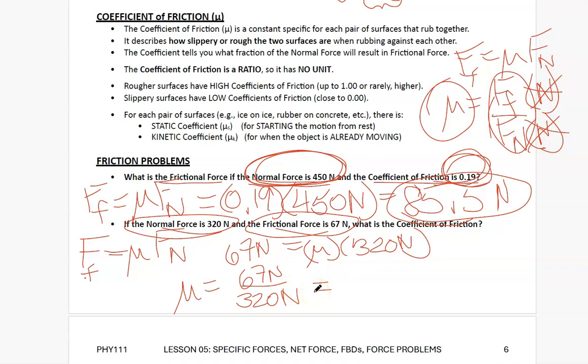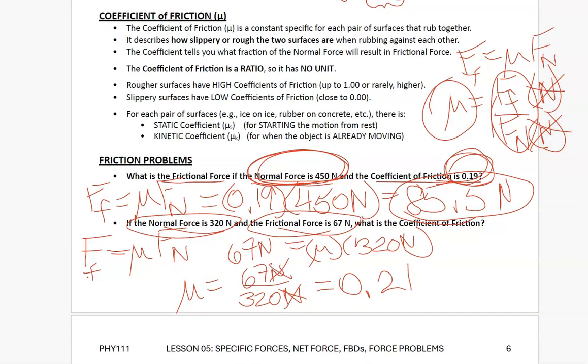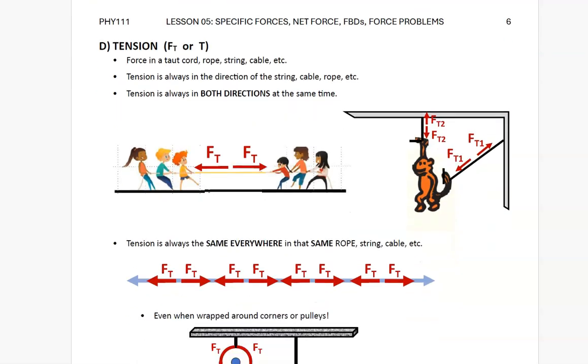We pull out our calculator, we divide them, and we see that mu is 0.21. And you'll notice newtons cancels newtons, and 0.21 is our full answer. There are no units in this answer. That's it. Okay, scrolling down.